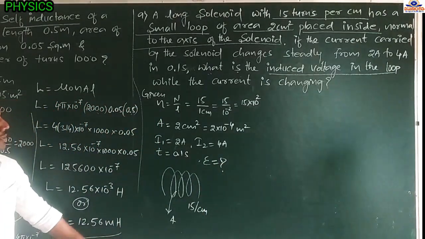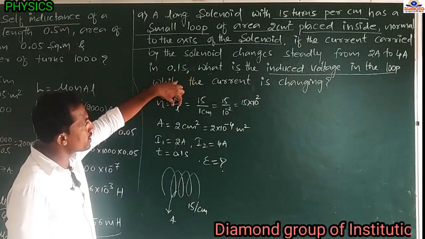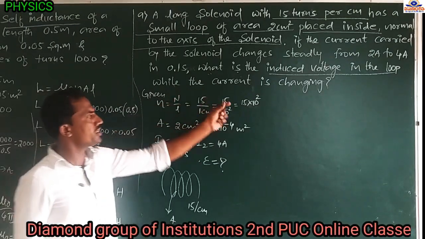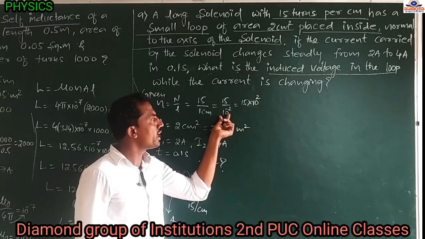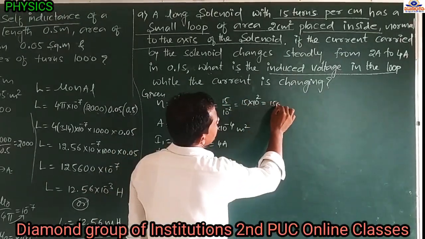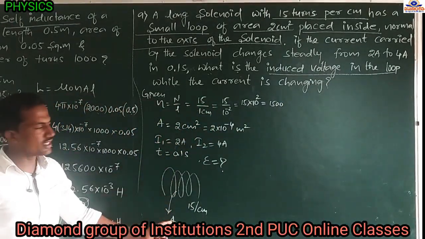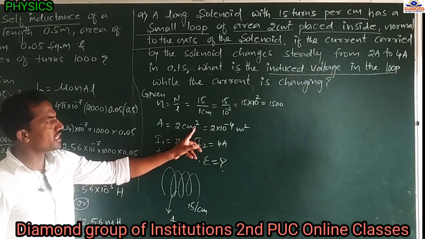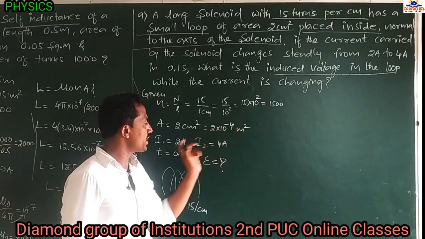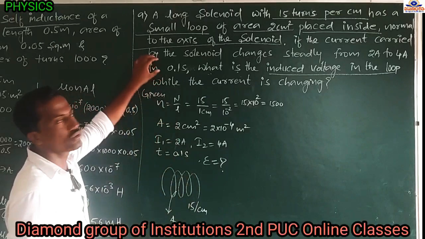This is our given data. What is given? Number of turns 15 per centimeter, that's why we are writing 1 centimeter. Centimeter means 10 to the power of minus 2; taking minus 2 up gives plus 2, or we can also write 1500. The area of the solenoid is given as 2 centimeter square. Centimeter means minus 2, centimeter square means minus 4. Next, I1, I2 and time are given. We are calculating the induced voltage in a solenoid.